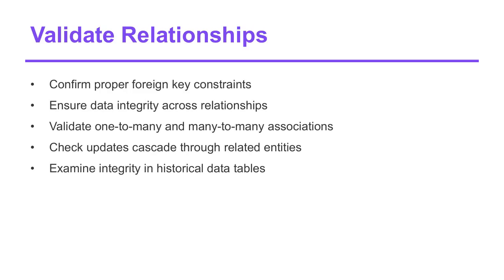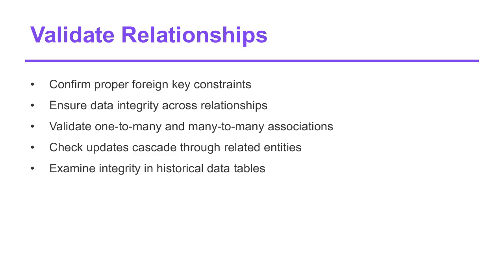When validating relationships in the database, it's important first to confirm that foreign key constraints are set up correctly, as these enforce the links between tables. Ensuring data integrity across these relationships helps prevent orphaned records or mismatched references. Pay attention to the types of associations, especially one-to-many and many-to-many, to verify they behave as expected in the system.